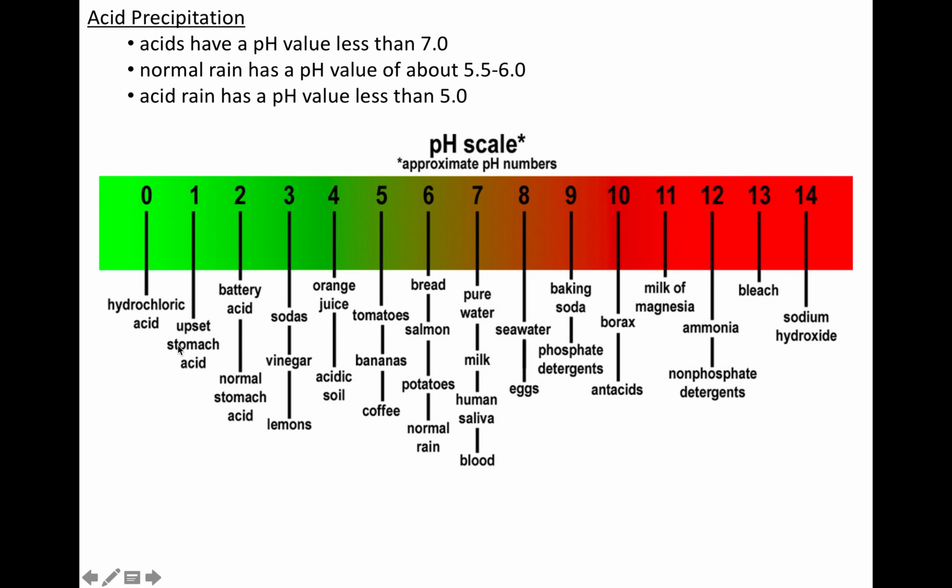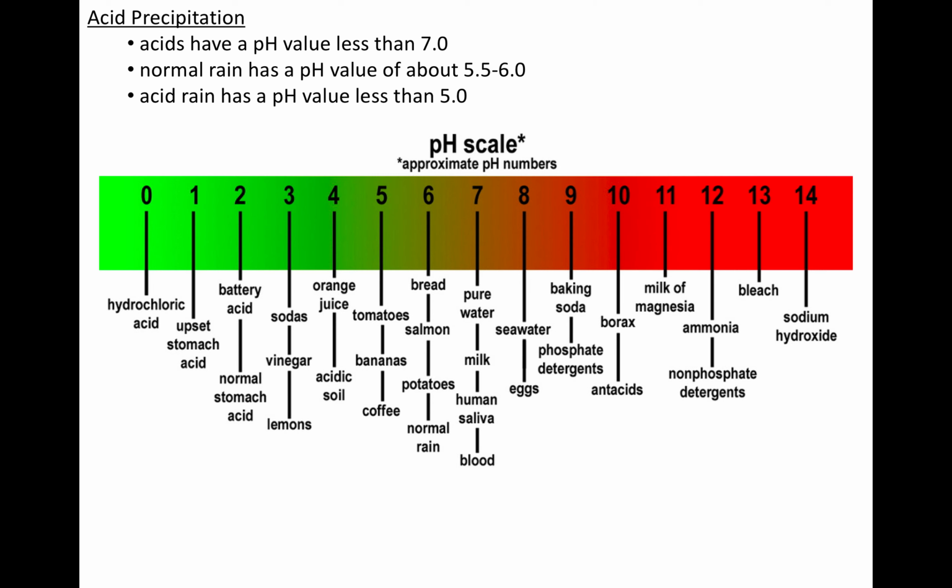Finally, the last human impact is acid rain, or acid precipitation. Well, let's do a review. 7 is neutral, pure water. Normal rain is around 5.5 to 6.0. So normal rain is a little acidic. You should expect it to be acidic.